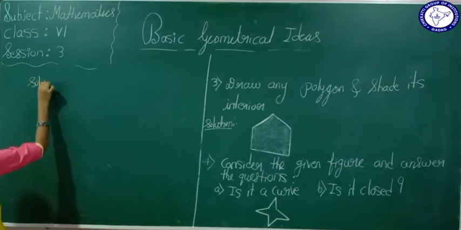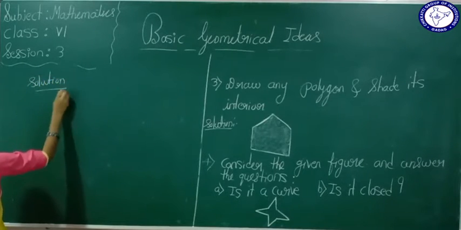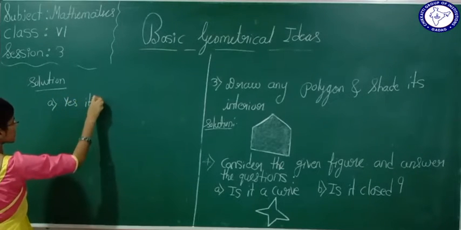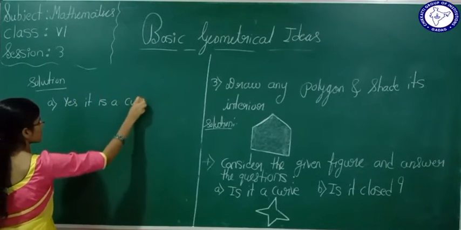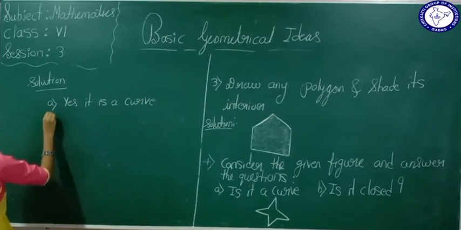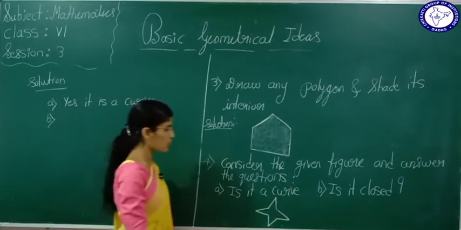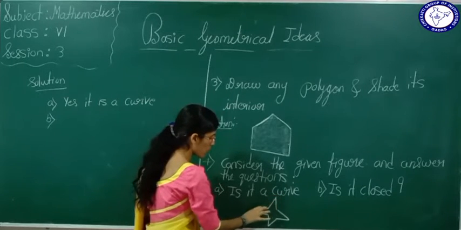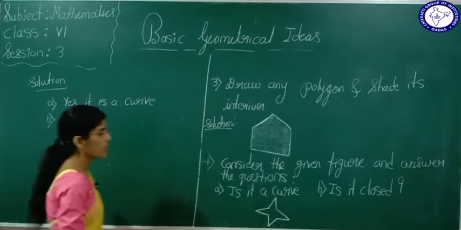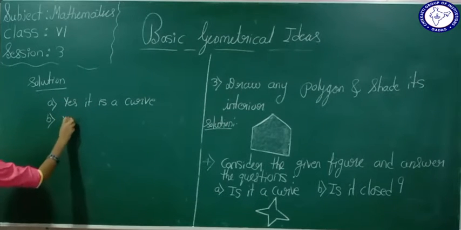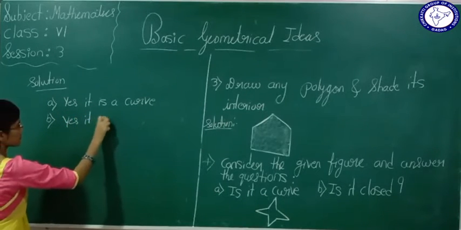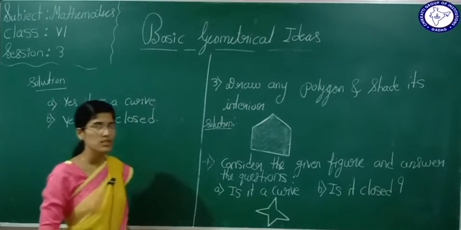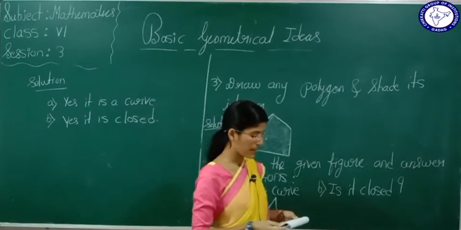Solution, what can we write here? Yes, it is a curve. So what about part two, can we tell? Is it closed? Now see here, when you draw this, the initial point and the ending point are the same. Definitely what we can tell? It is closed. Okay, this is about the fourth one.